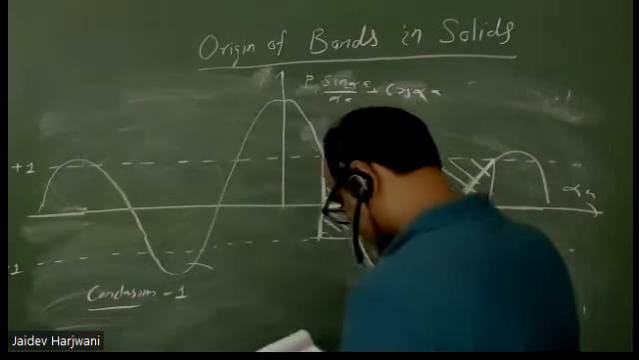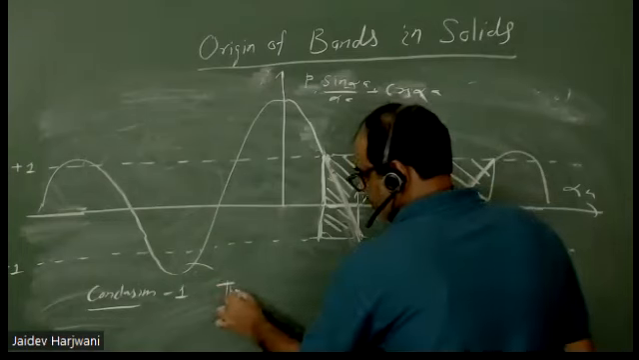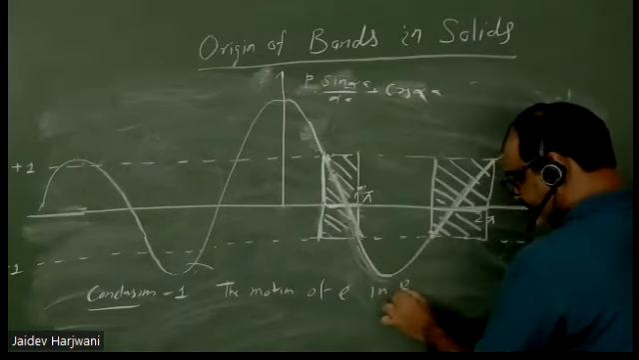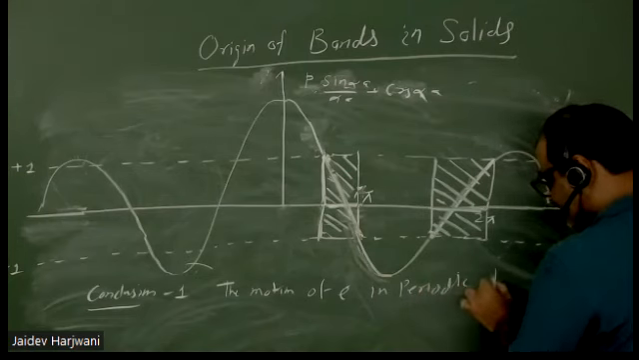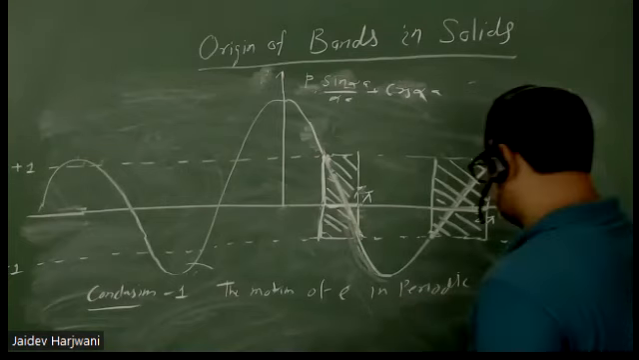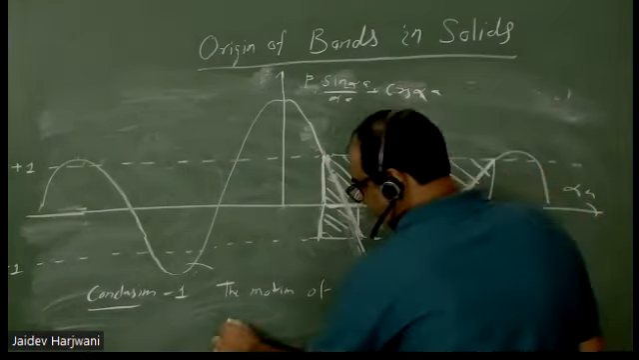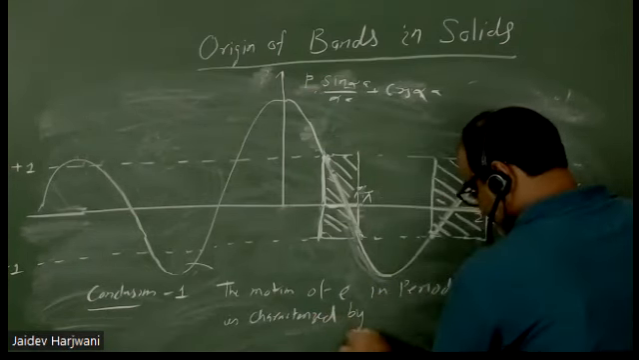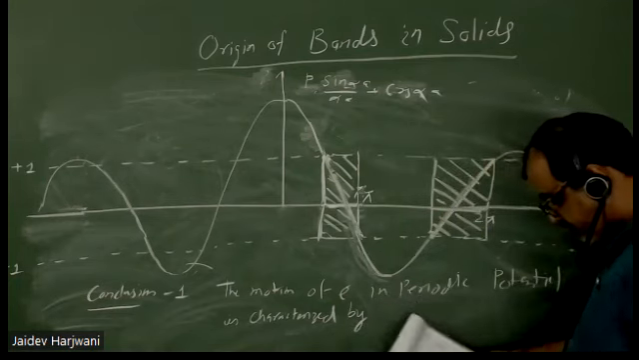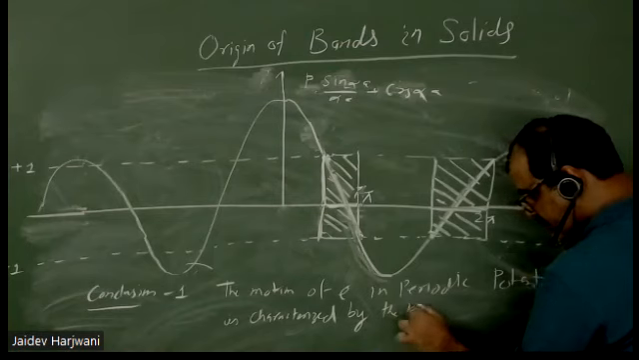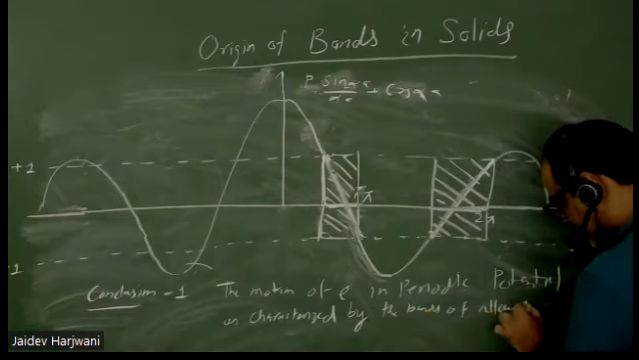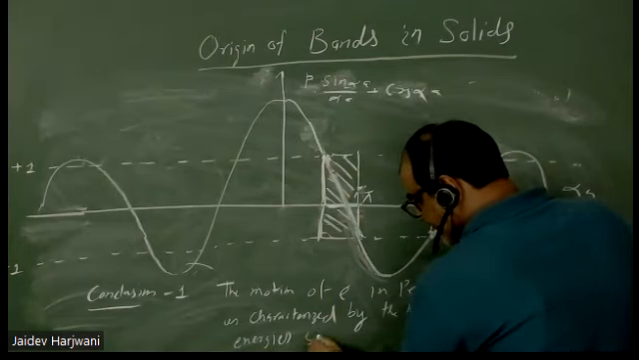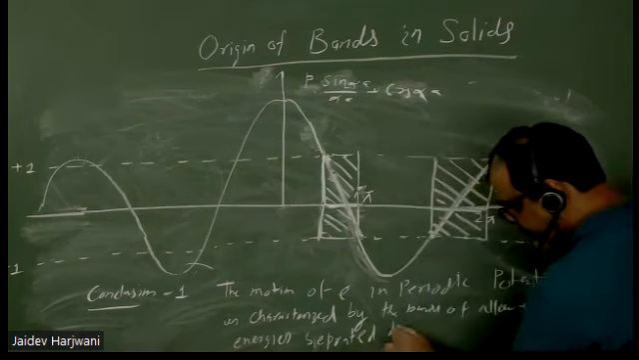Conclusion number one, you can write: the motion of electron in periodic potential is characterized by the bands of allowed energies, separated by forbidden gaps.